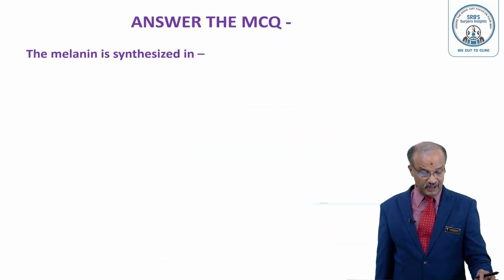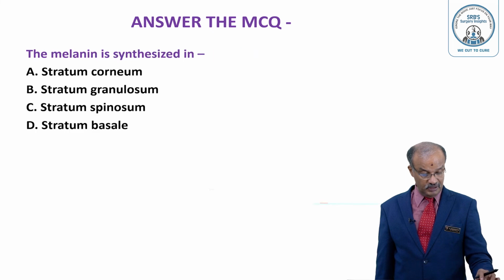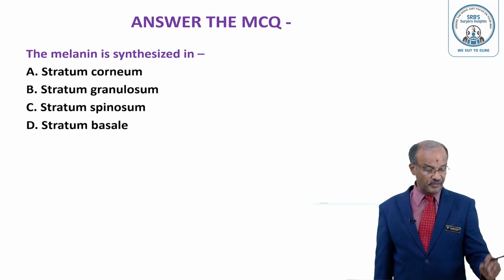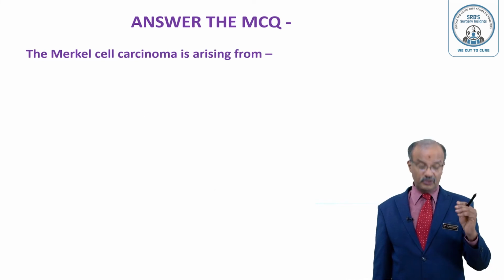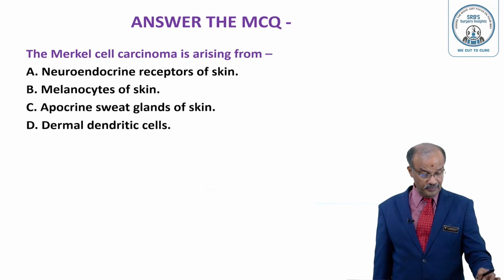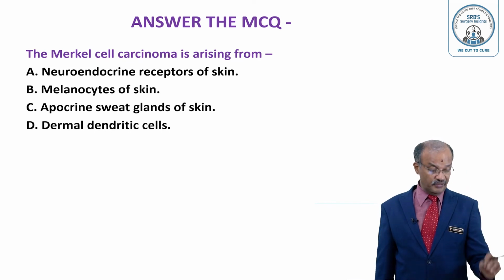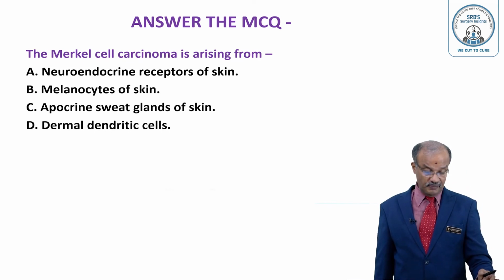Answer the MCQ. Melanin is derived from ABCD. Put the right answer in the comment box. I'll acknowledge your answer. Answer another MCQ. Merkel cell carcinoma is arising from ABCD. Again, put the right answer. I'll acknowledge your answer in the comment box.